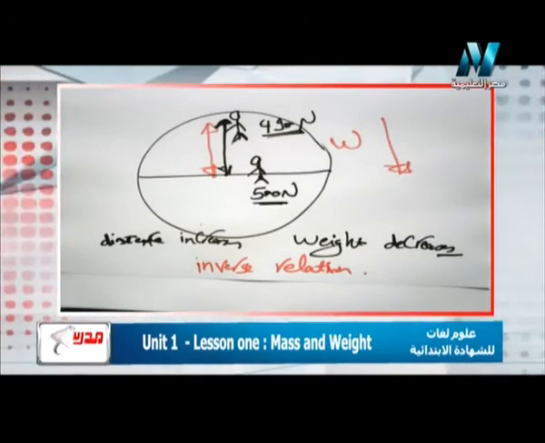So now we have studied three factors that affect weight. What are they? كده درست، ثلاث عوامل بيأثروا على الويت. The first factor is the mass, and the weight increases when the mass increases, and vice versa.